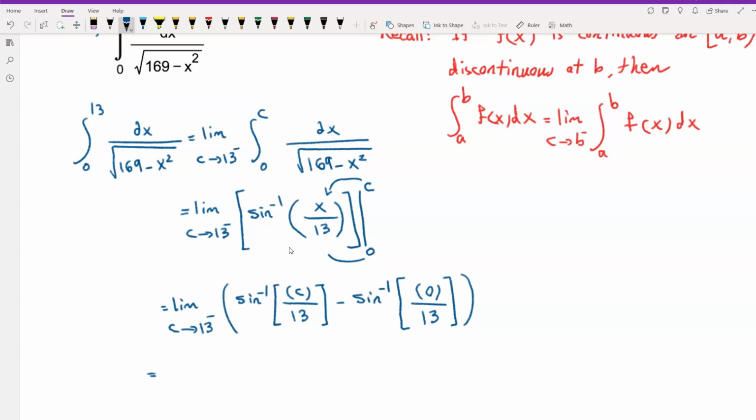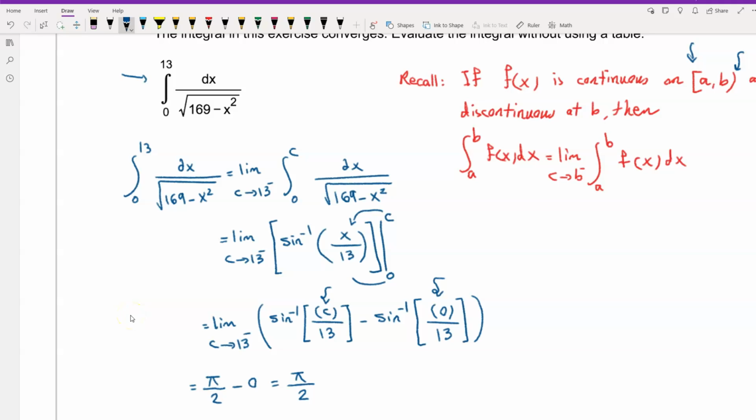And this is equal to, so what we have here is c approaches 13 from the left. If we use 13 here, we're going to have 13 over 13 is equal to 1. So inverse sine of 1 is pi over 2, or in other words, sine of pi over 2 is equal to 1. So this is pi over 2 minus, now on this part we have inverse sine of 0, and that is 0, because sine 0 is equal to 0. So here we have pi over 2 minus 0, the answer is pi over 2.